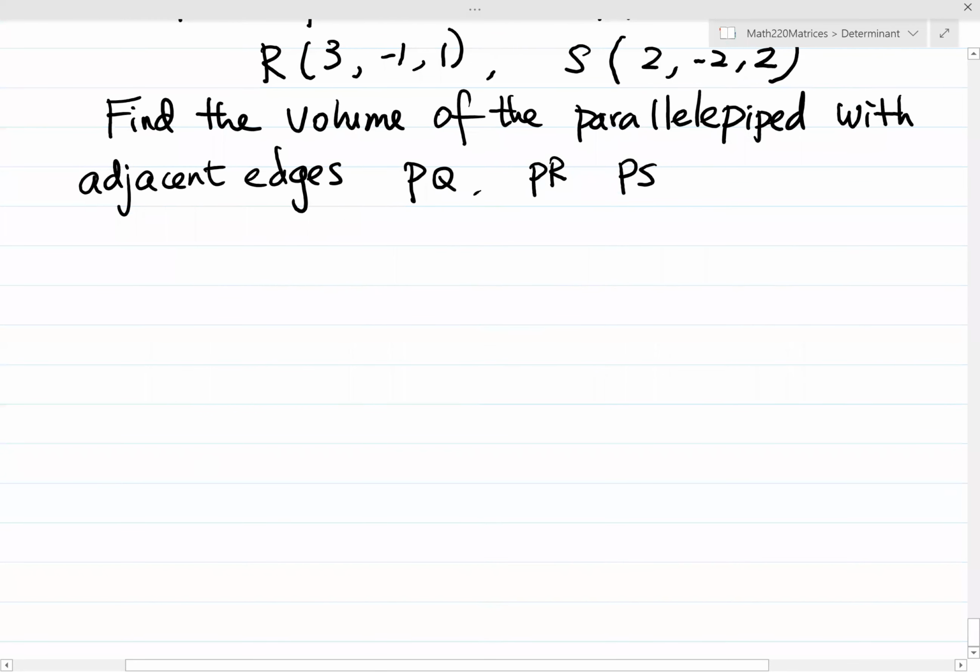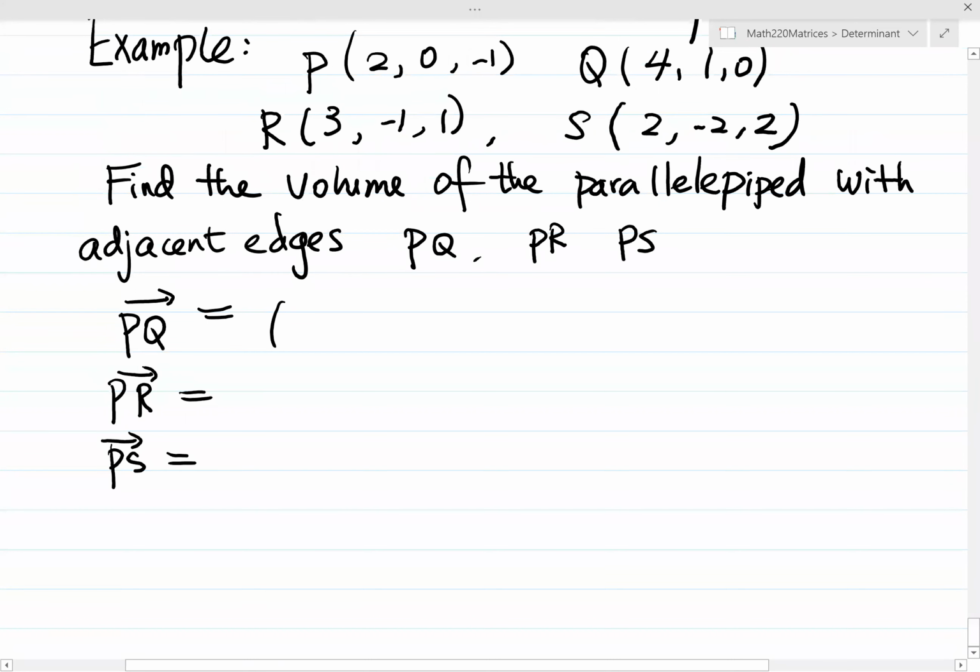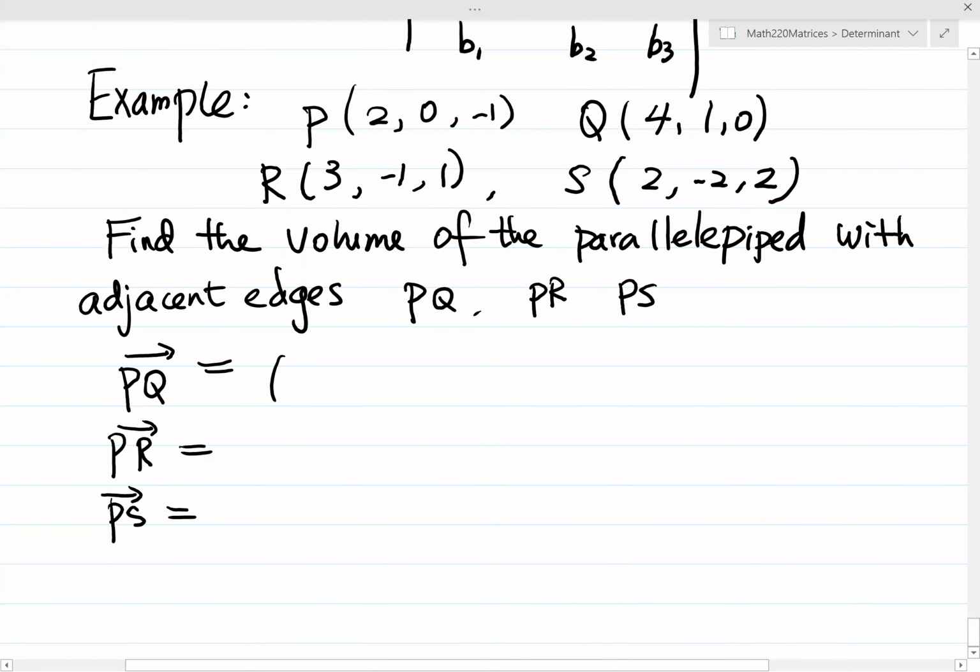Well, we use this notation. So we find the three vectors A, B, C, as we did PQ, PR, PS. Use head minus tail. We have the coordinates, so we can easily find it. PQ is the coordinate of Q subtract P. Q is (4, 1, 0), P is (2, 0, -1). So we get 4 subtract 2, we get 2. 1 subtract 0, we get 1. 0 subtract -1, we get 1.